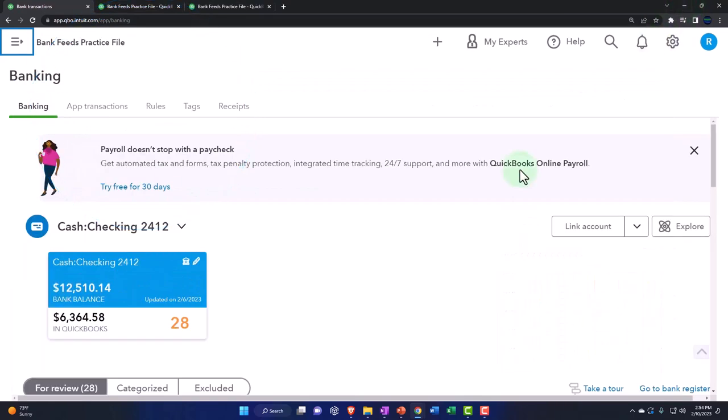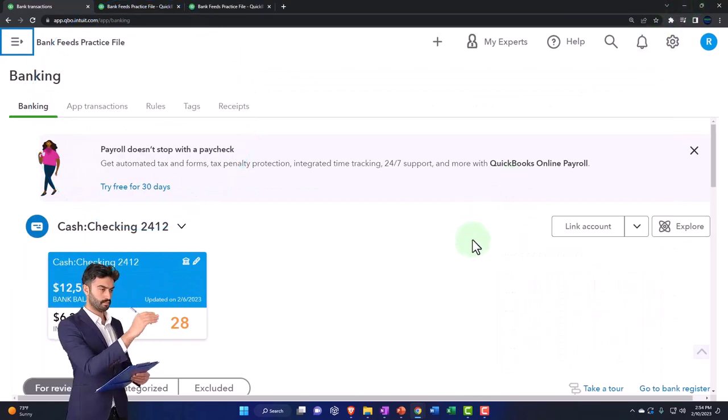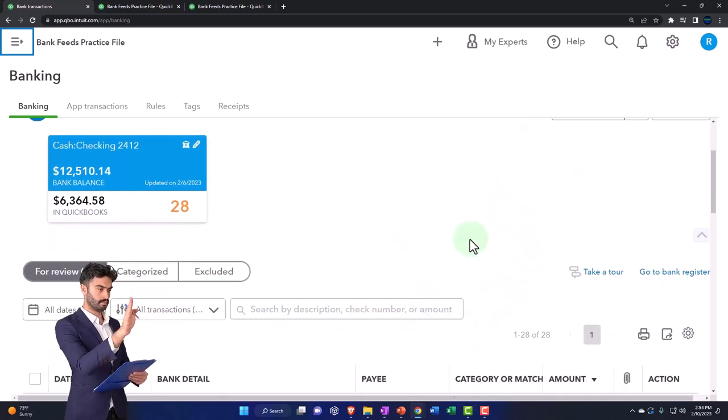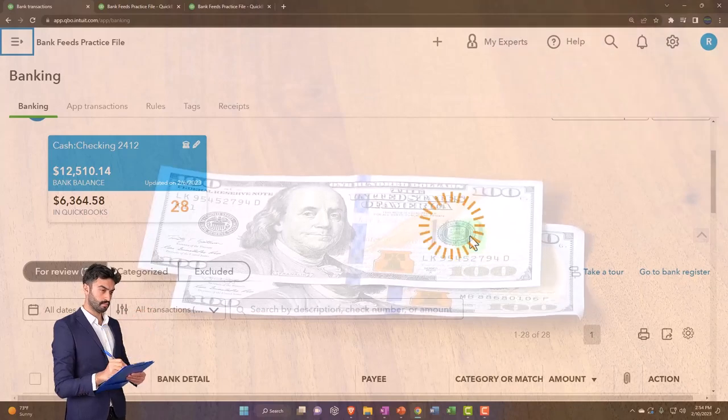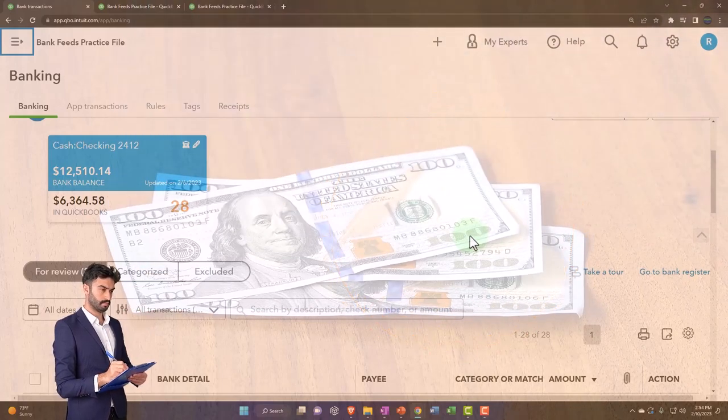Let's go back on over. This time we're looking at the sales tax situation. How is sales tax going to fit in with the bank feeds? Like normal, taxes throw a wrench into the whole system when we have to deal with the sales tax.